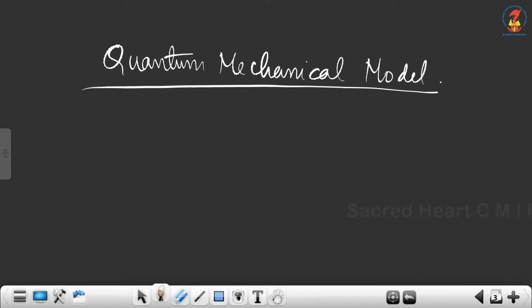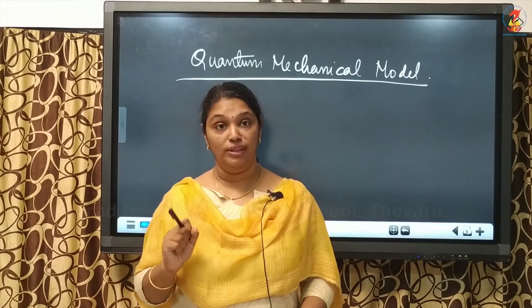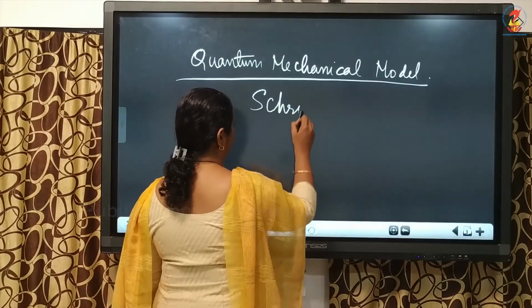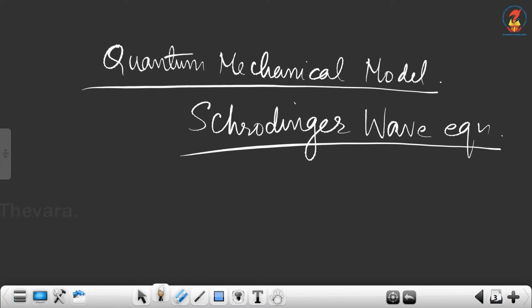Now, this model of atom was developed on the basis of de Broglie's theory and Heisenberg's uncertainty principle. And in this model, the behavior of an electron in an atom is given by the Schrödinger wave equation. The behavior of the electron is given by a very important equation in the quantum mechanical model, called the Schrödinger wave equation, and that equation is H psi is equal to E psi.